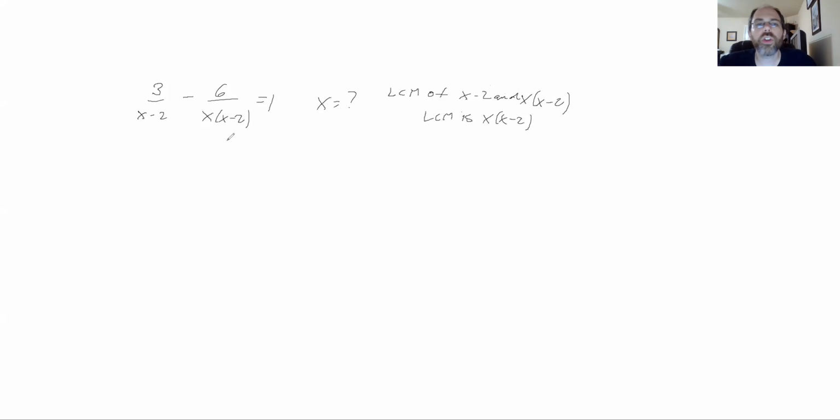So in order to get rid of all of my fractions, I'm going to multiply both sides of my equation times that least common multiple. Why both sides? Because I'm trying to preserve equality. I can't just multiply this side times something and not do the same thing over here. I must preserve equality. So let's say x times x minus 2 times 3 over x minus 2 minus 6 over x times x minus 2, and that would be equal to 1 times x minus 2.